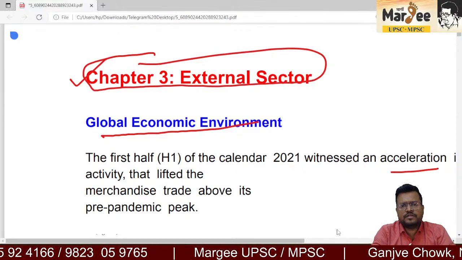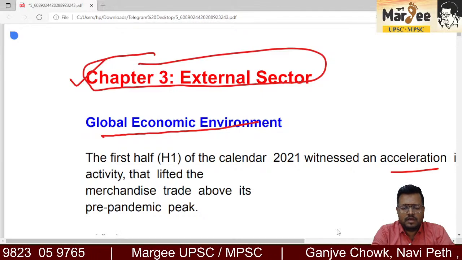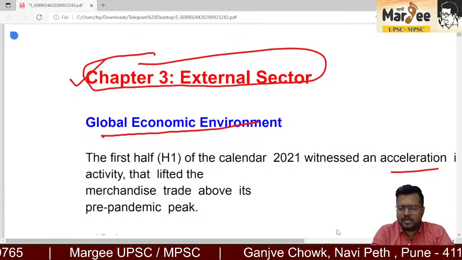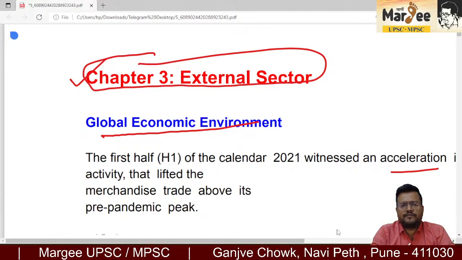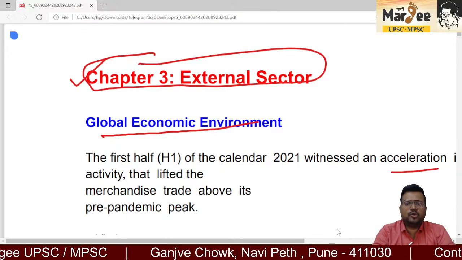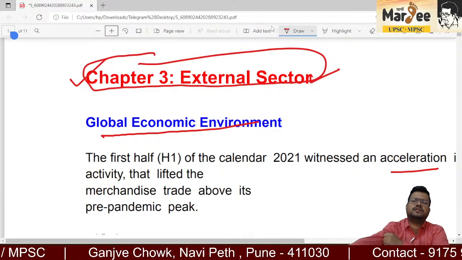This is our third lecture in the lecture series on the economic survey. In the first two lectures we have seen the first two chapters of the economic survey. We will today see chapters number 3 and 4. Chapter 3 is related to the external sector.